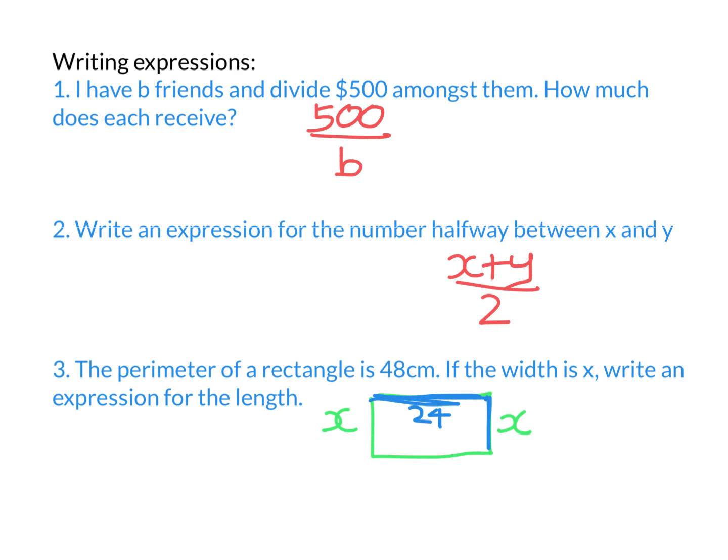I'm going to write an expression for the length. How would I figure out the length if I know the width? If I know that two numbers add to 24 and I know one of the numbers, you just subtract it from 24 to find the other. So for example, if the width was 7, the length is 24 minus 7. If the width is 10, the length is 24 minus 10. And if the width is x, the length is 24 minus x. So that just tells us how we would find the length if we knew the width. We just take the width and subtract from 24.